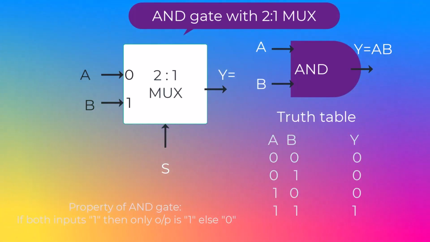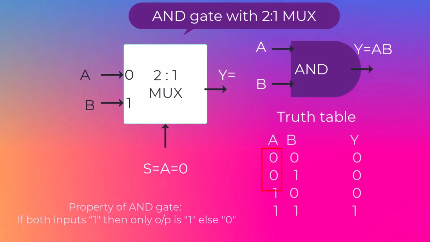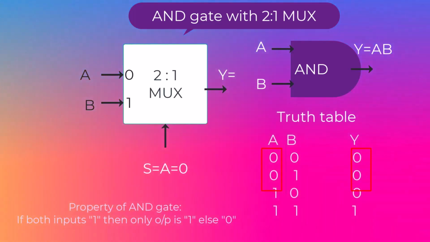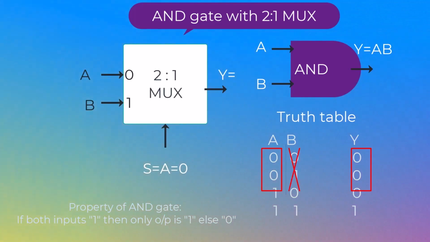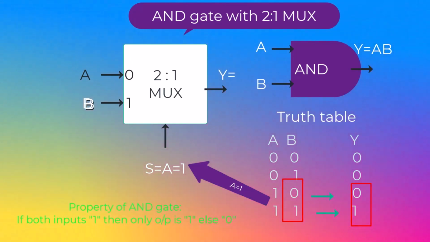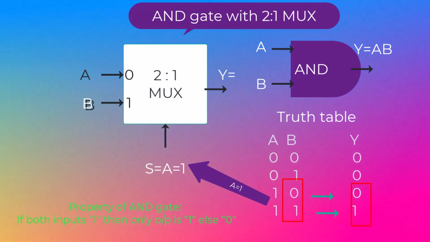Once we find the truth table, from the truth table we can design the AND gate like this. See here, in the first row A is equal to 0, that means the selection line S is equal to A is equal to 0. Irrespective of the B input, the output will be the same as A. So the output follows the A input. Thus 0 will be transferred to the output. From the truth table you can design like that. In a similar fashion, in the last rows A is equal to 1, that means the selection line S is equal to A is equal to 1. So Y follows B. So B will be transferred to Y.